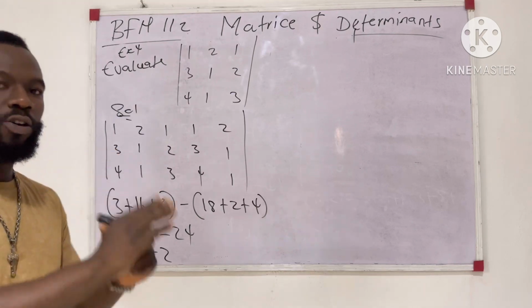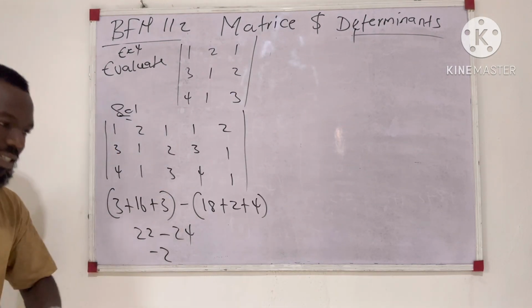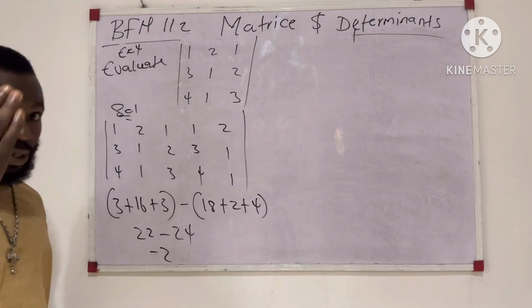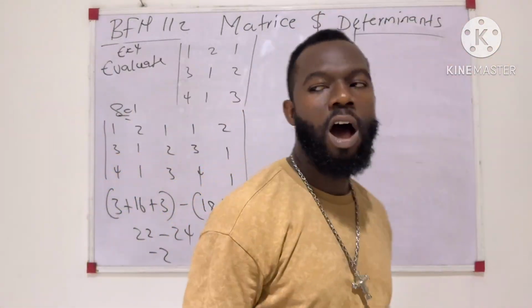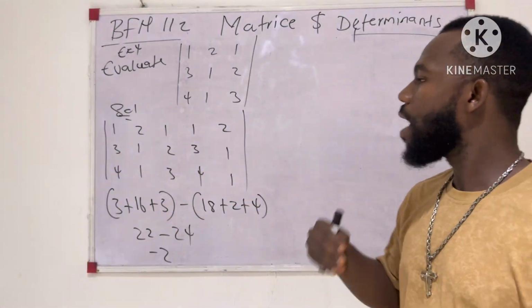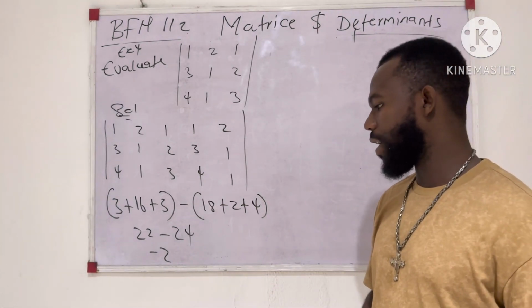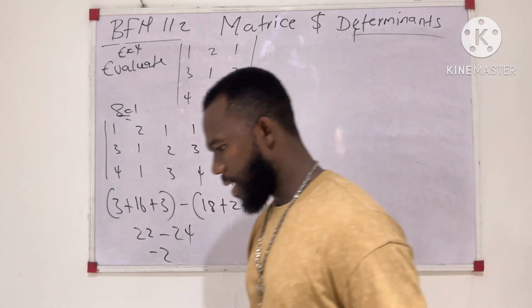Like I said, we're going to be solving determinants, minors, and cofactors. So we are done with determinants. Let's go to minors. How do you solve minors and cofactors of matrices? Alright? Let's begin.